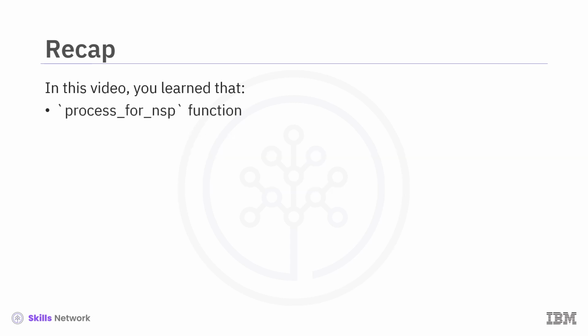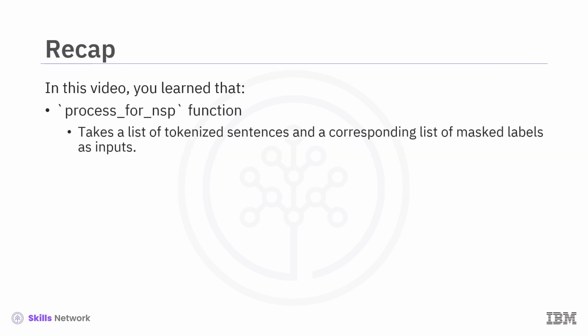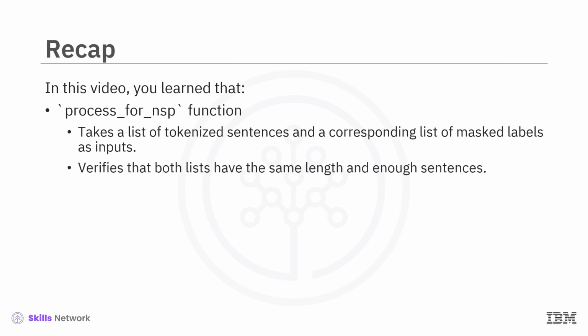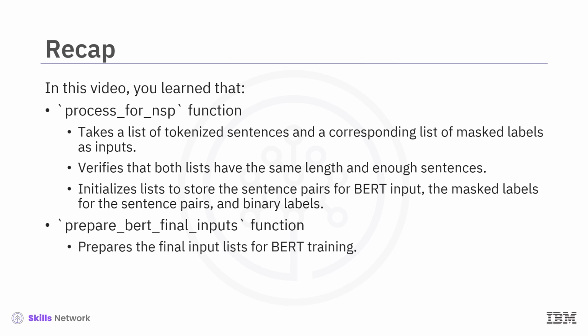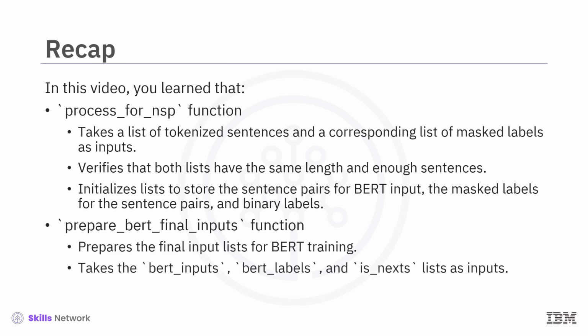The processForNSP function takes a list of tokenized sentences and a corresponding list of masked labels as inputs. It verifies that both lists have the same length and enough sentences. It initializes lists to store the sentence pairs for BERT input, the masked labels for the sentence pairs, and binary labels indicating whether the sentences are consecutive or not. The prepareBERT final inputs function is used to prepare the final input lists for BERT training. It takes the BERT inputs, BERT labels, and isNexts lists as inputs.